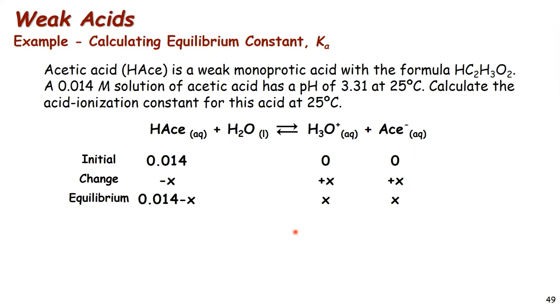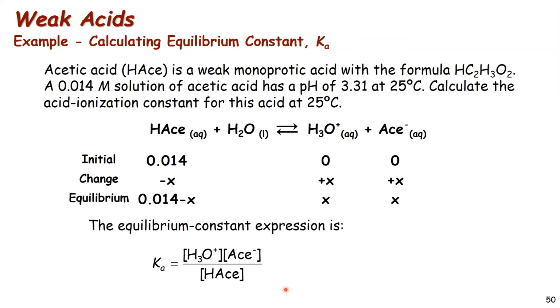Now we know the Ka expression is simply going to be the concentration of the products, each raised to the coefficient in the balanced chemical equation, divided by our reactants, again raised to the coefficient in the balanced chemical equation. We'll ignore any pure liquids or solids, so that's not going to appear. Remember, X is a concentration. We just kind of ignore the units when we're dealing with equilibrium. But again, X is the molar concentration. It has units of moles per liter. So there's our equilibrium constant expression.